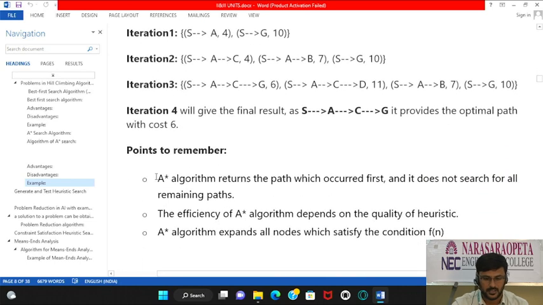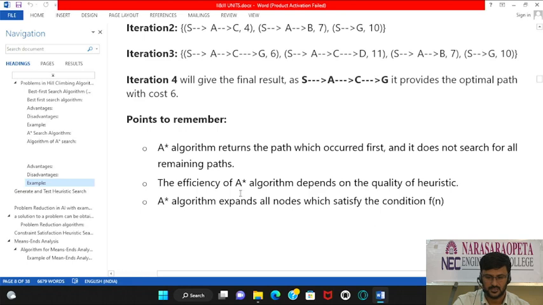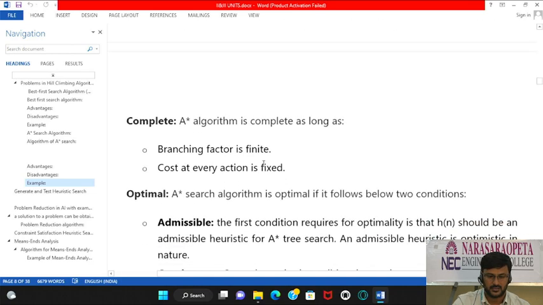Point to remember: the best-first algorithm follows the path which occurred first, and it does not reach all the nodes, so it may not find the main path. The definition of the best-first algorithm depends on the quality of the heuristic function, based on expanding the nodes to satisfy the condition. If a condition is satisfied by the expert. Next, for the complete.